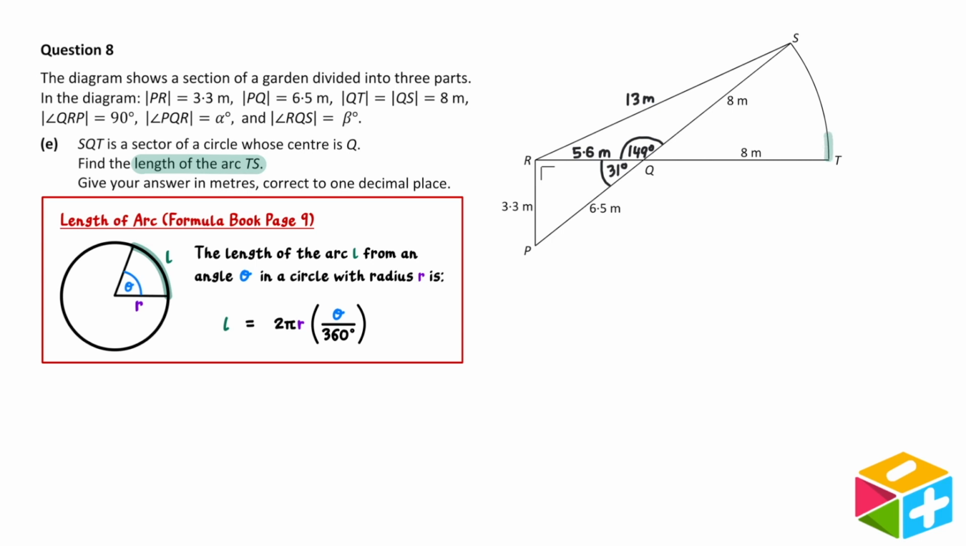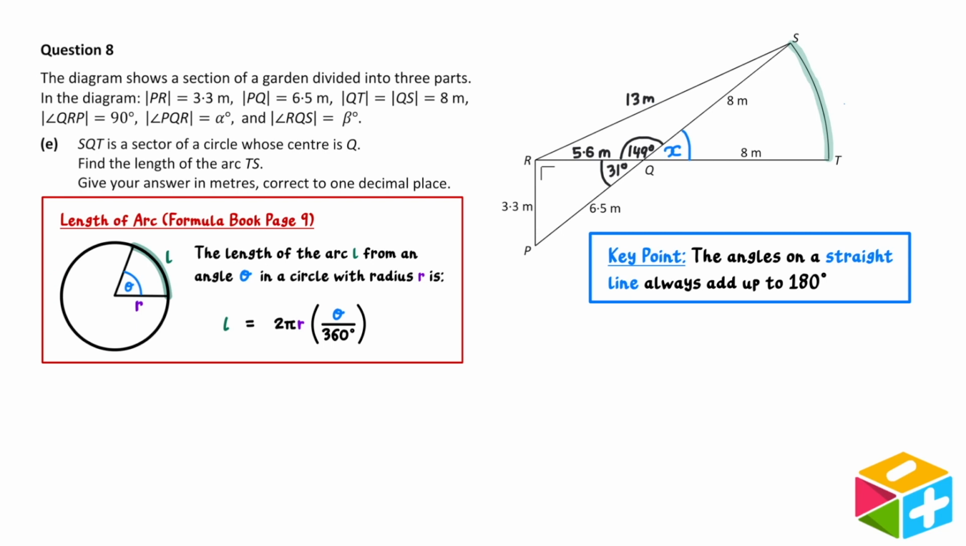We want the length of the arc from T to S. To be able to use our formula, we need to know the size of the angle which spans this arc. Let's label it with x. Finding this isn't too difficult. We have a fact that the angles on a straight line always add up to 180 degrees. If we look above the line from R to T, the angles that are on it are 149 and x.